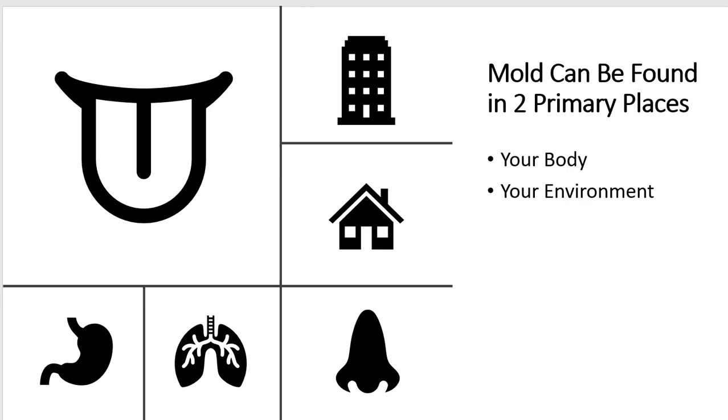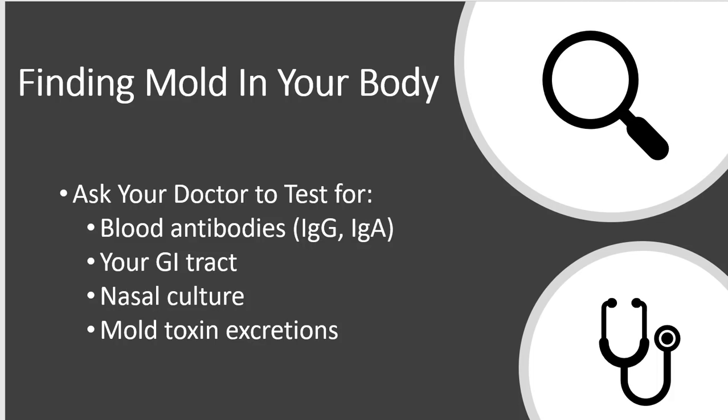Mold predominantly can be found in two primary places. Number one, your body, and number two, your environment. So really we want to look in both areas. Now, finding mold in your body sometimes requires lab technology, sometimes requires science. And so you've got to get with your doctor if you suspect mold toxicity. And again, go back and watch part 2 of this series for the symptoms of mold toxicity.